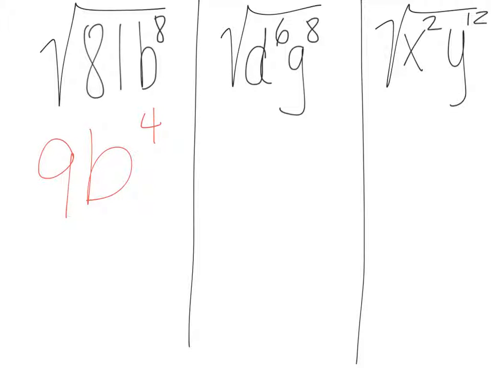For the next example, we have the square root of d to the 6th power times g to the 8th power. So there aren't any numbers here, but that's okay. The square root of d to the 6th, just cutting that exponent in half, will make that d to the 3rd power.